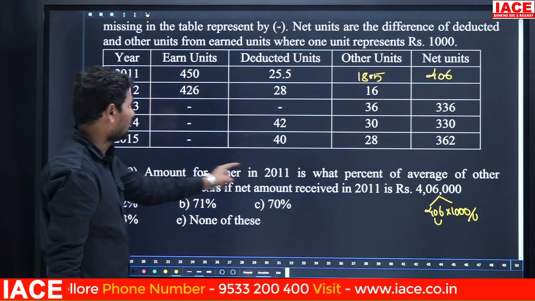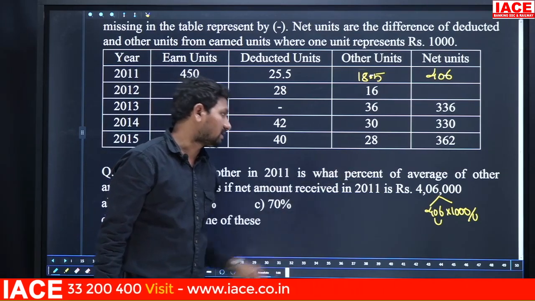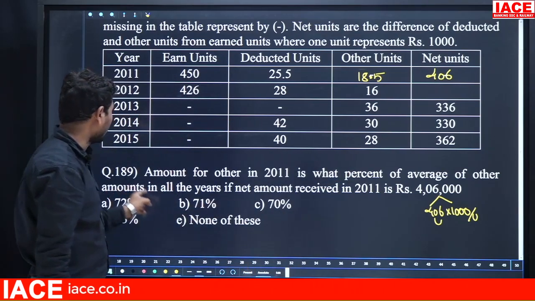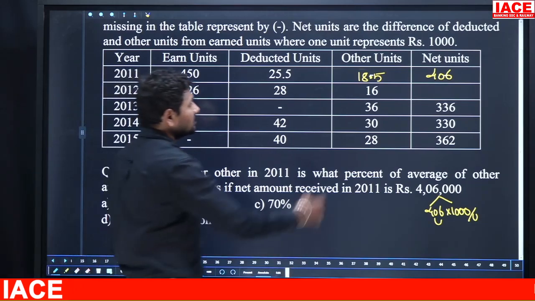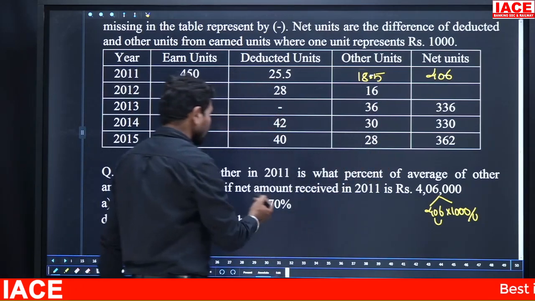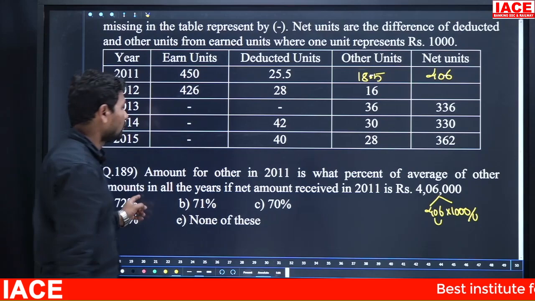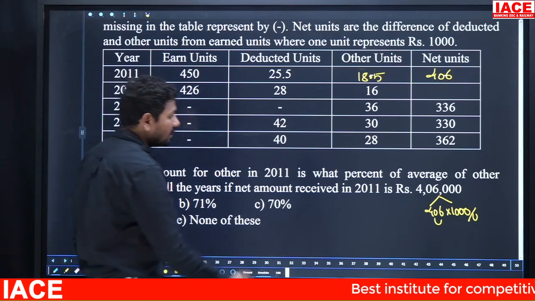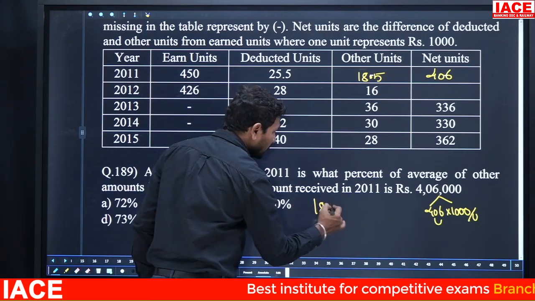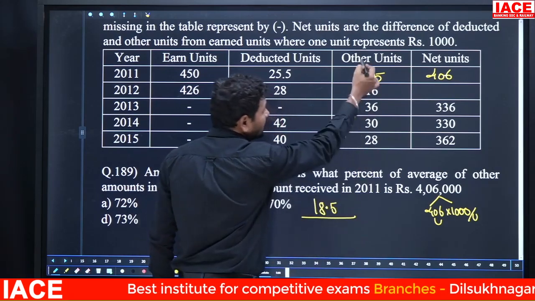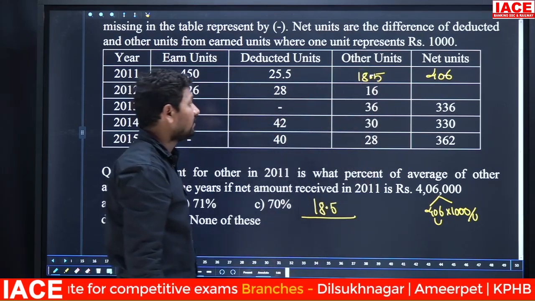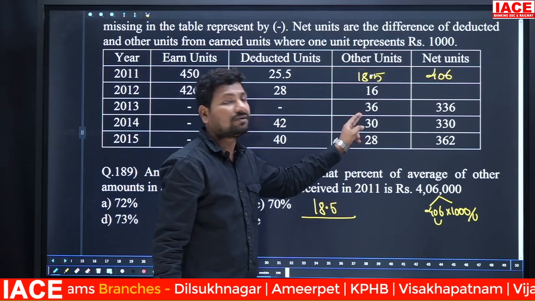Amount for other in 2011 is what percentage of average of other amounts in all the years. For all the years we require an average. 18.5 is what percentage of this overall average value? 16 plus 36 is equal to 52.